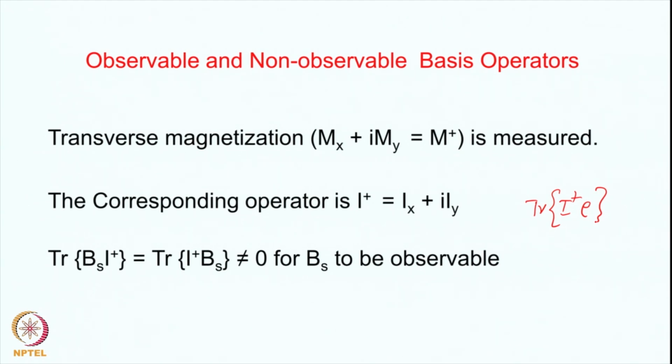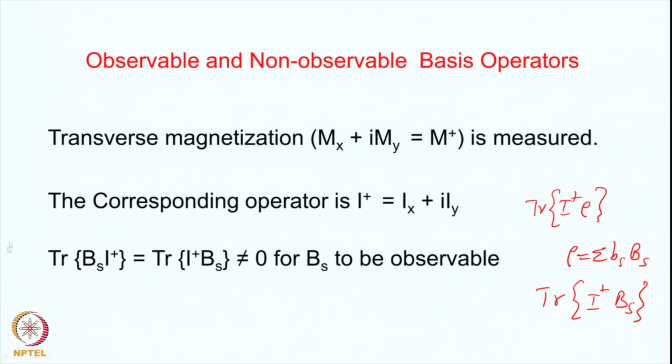Now since rho is a summation of various basis operators, we will have to calculate the trace of the individual basis operators to see which basis operators contribute to the observable signal and which ones do not. So that is what is indicated here.